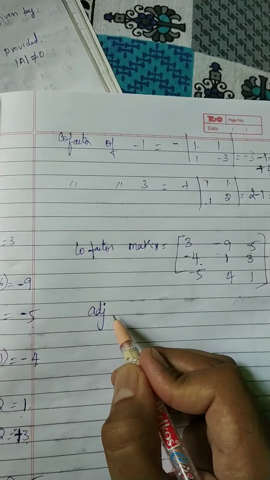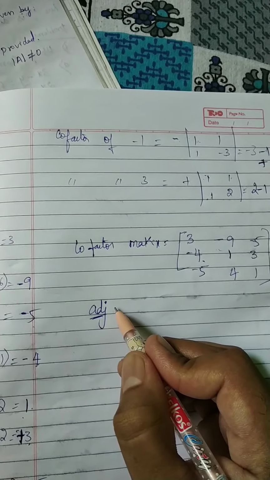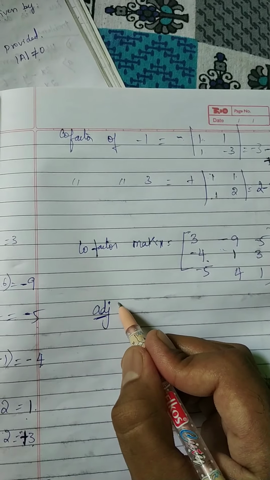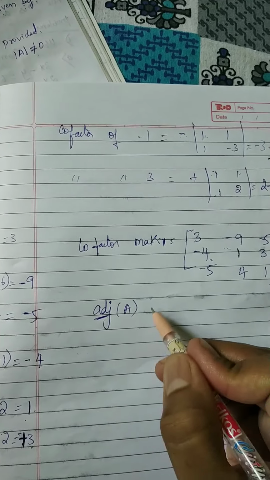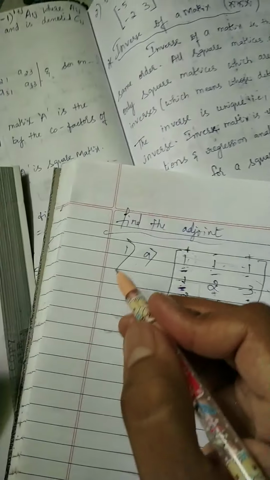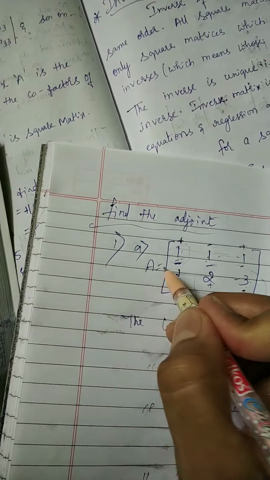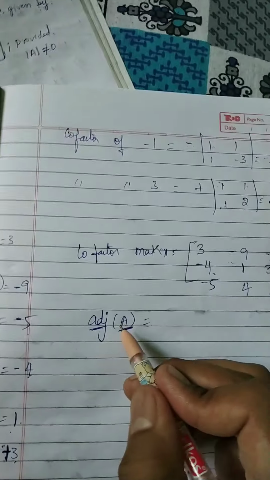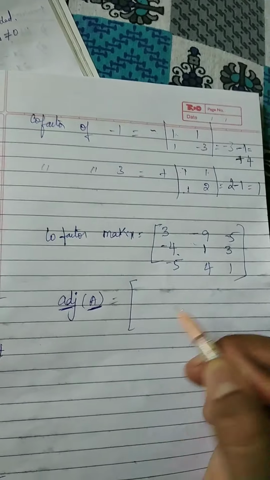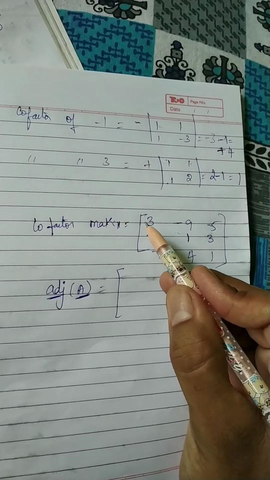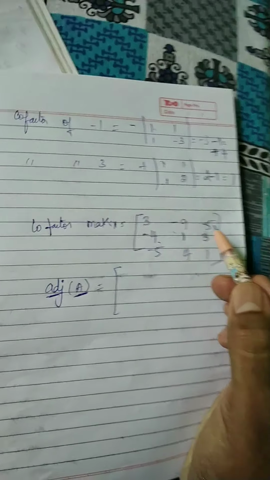Adjoint, I told adj. Adjoint is given by adj. Adjoint of matrix, adjoint of any matrix. Let's just consider this is matrix A. Adjoint of any matrix will be what? As I told you, it is a transpose of a cofactor of a matrix.